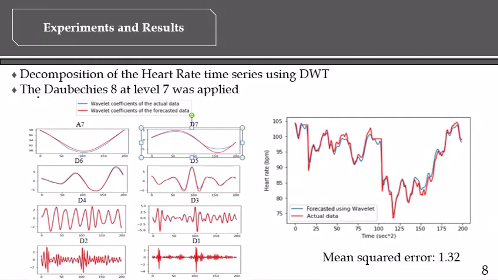We applied the wavelet db8. We obtained 1 approximation and 7 detail coefficients, and then we summed them up to obtain the forecasted data, and we obtained a mean squared error of 1.32.